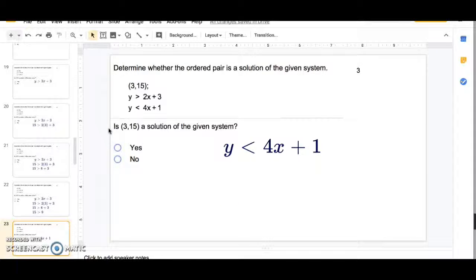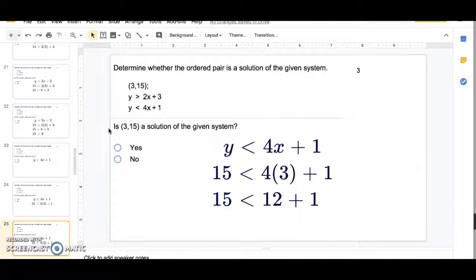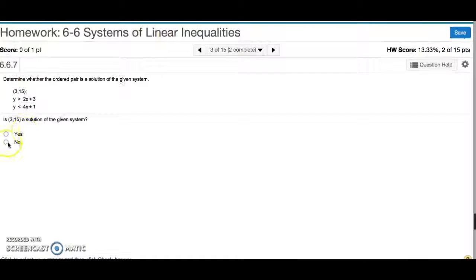So now the second one is y is less than 4x plus 1. Substitute in 15 for y and 3 for x. 4 times 3 is 12. 12 plus 1 is 13. This is saying 15 is less than 13, and that is definitely not true, so it is not a solution. Okay, so it is not true, so we'll say not a solution for number 3.